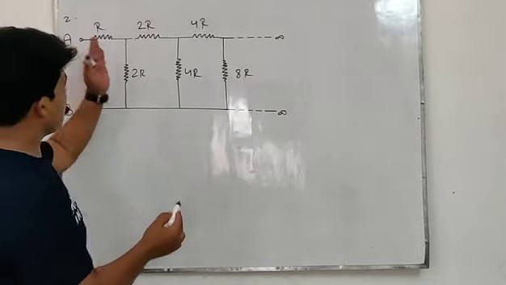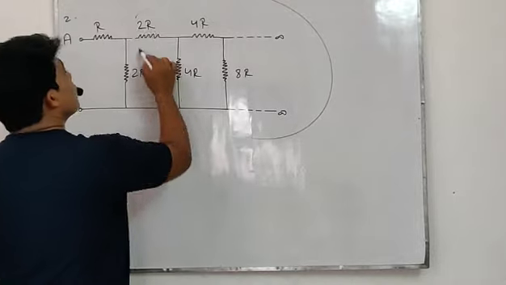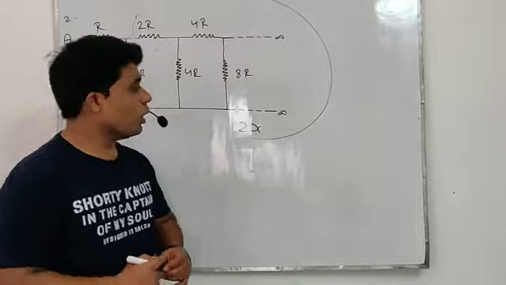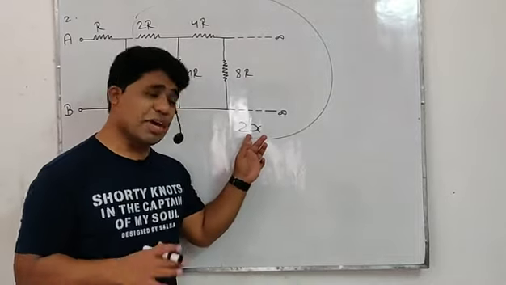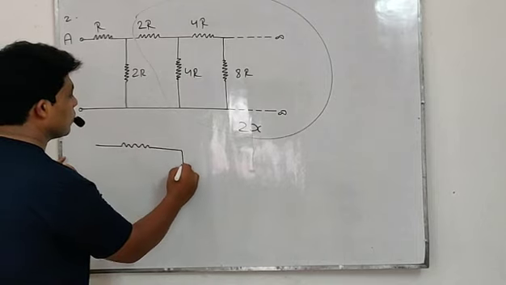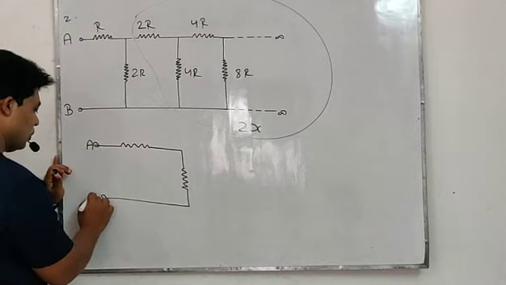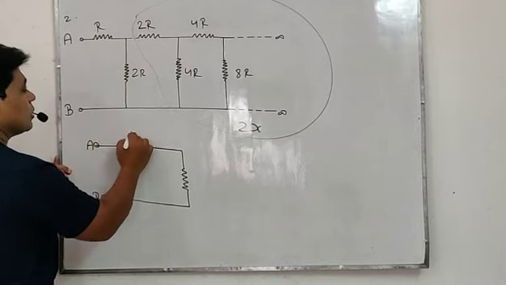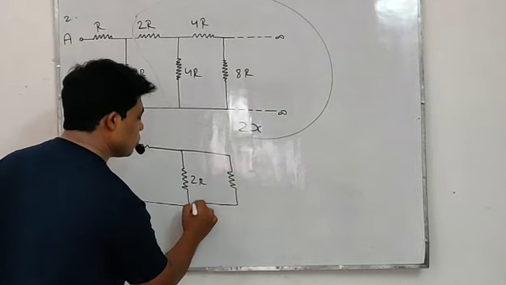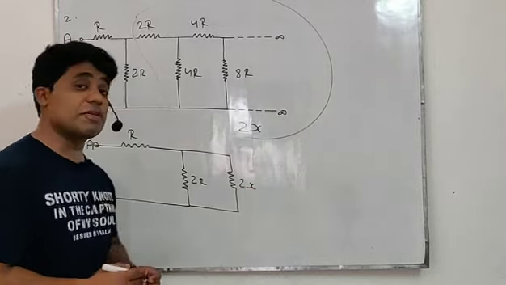First circuit will eliminate, and rest circuit this time having total resistance as 2x. That is the important thing. What we did in previous one, we assume as x. So now students, terminal A, terminal B, this is R, this is 2R, and this time we'll assume as 2x. So that is a major difference.